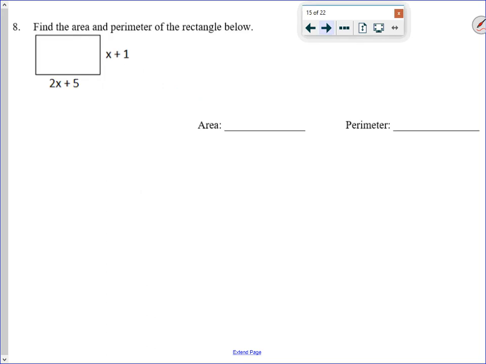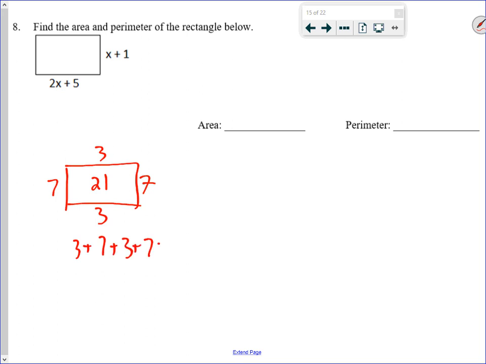Okay. Find the area and perimeter of the rectangle below. So remember, if you have a rectangle that was, say, 3 by 7, then the area would be 21, and the perimeter would be 3 plus 7 plus 3 plus 7, or 20. Area is the length times the width. Perimeter is add up all the sides.